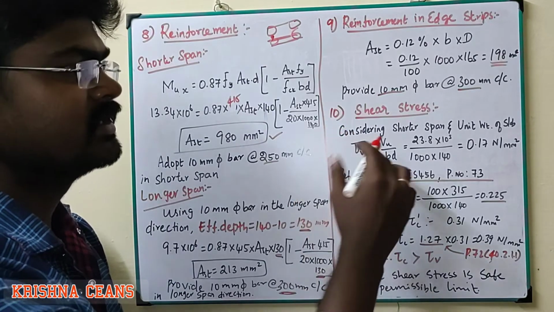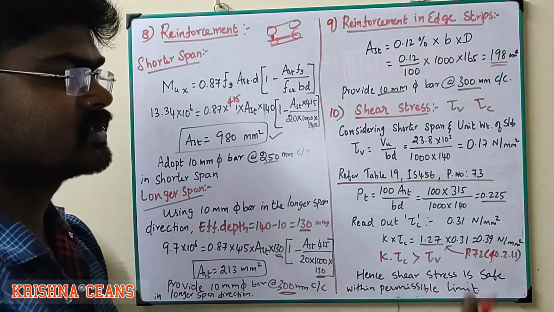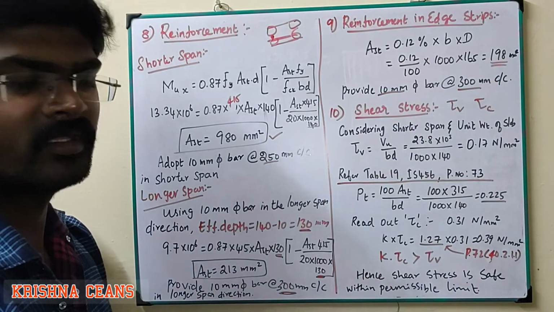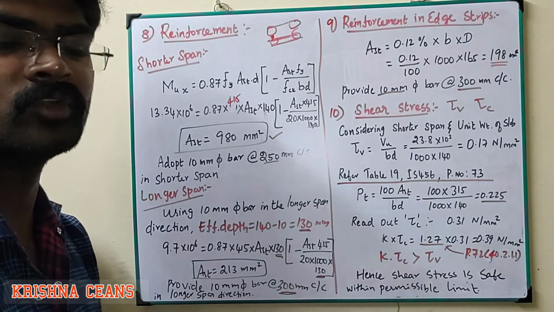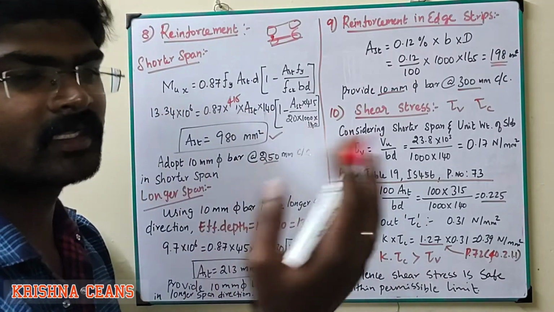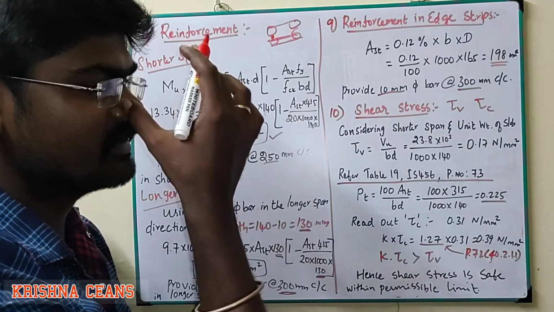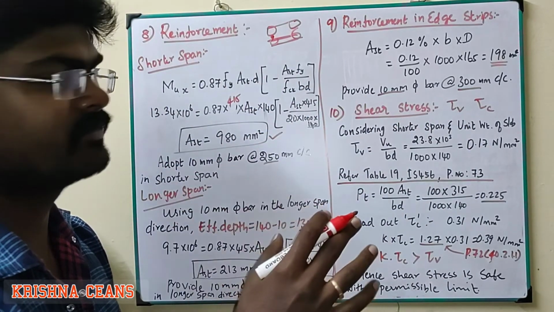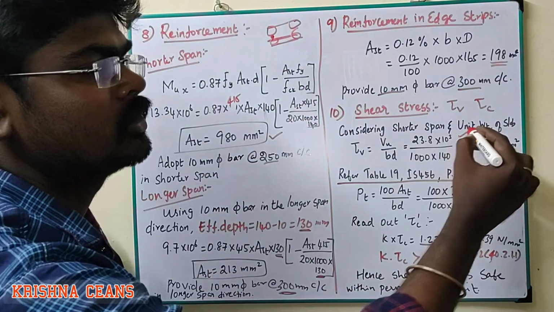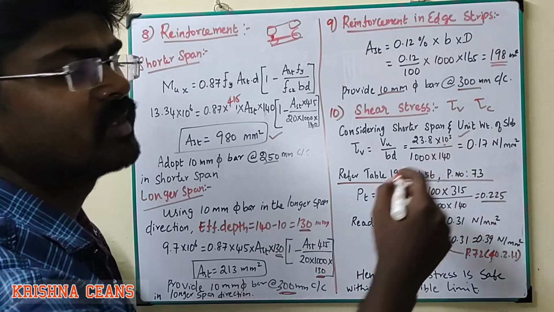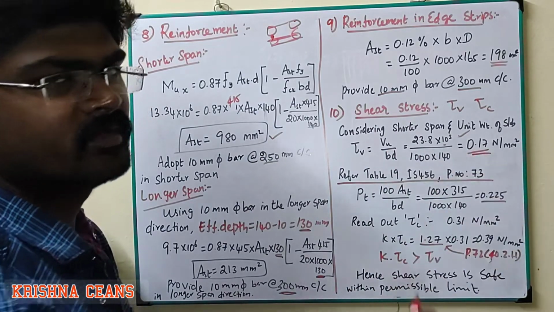Then step number 10, shear stress. We need to compare tau v with tau c. If tau v is greater than tau c, we need to design the reinforcement. In case tau c is greater than tau v, we need not design it; we simply provide at least a 10 mm dia bar as minimum reinforcement. Considering the shorter span and unit width of the slab, tau v is Vu by bd. Vu is 23.8 into 10 to the power of 3, converting from kilonewton to Newton, divided by 1000 into 140. So we get 0.17 Newton per mm square.